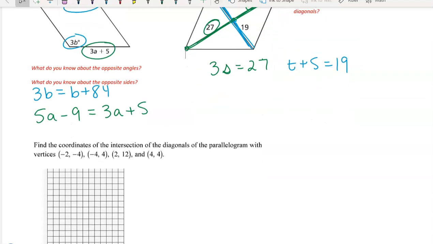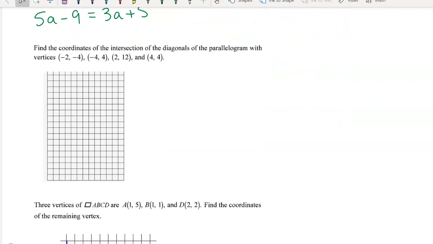Okay, another thing that you're going to be asked to do, this one says find the coordinates of the intersection of the diagonals of the parallelogram with these vertices. So they're asking us to find the intersection of the diagonals. Well, we talked about where do the diagonals meet? They meet at the midpoint of each side, or each diagonal. So when you're looking at this, you can graph it, and that will give you an idea.